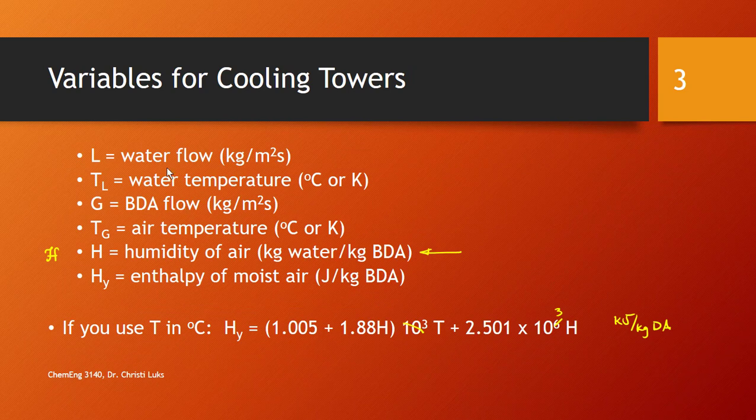There are a bunch of variables that we're using. We are using L for the water flow rate or water flux, in kilograms per second per meter squared, and G for the dry air, or bone dry air, BDA, in kilograms per meter squared per second. The temperatures will be in either degrees C or Kelvin. Humidity of the air in kilograms of water per kilogram of dry air, and the enthalpy in joules per kilogram of dry air is listed here. And if you need it in kilojoules per kilogram dry air, the yellow marks are the unit conversion for that. This is based on temperature in degrees C, not Kelvin.